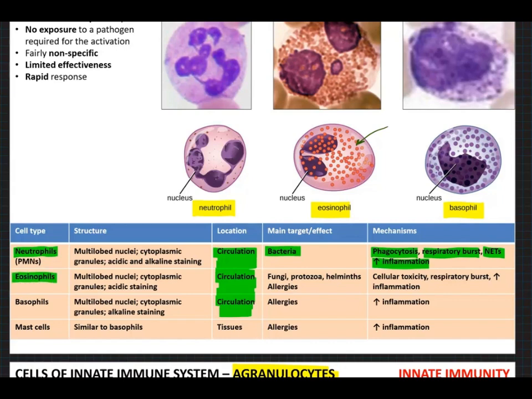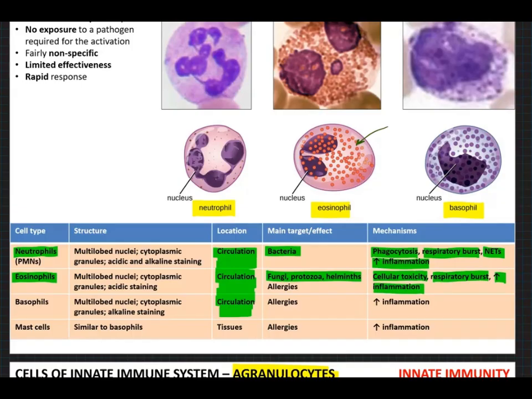Now, eosinophils target, for the most part, eukaryotic pathogens such as fungi or protozoa. Now, you can imagine that due to the size limitations, eosinophils can't really phagocytose, so they have to rely on other ways to get rid of microbes. They also release chemicals that incur cellular toxicity in the pathogens, chemicals of respiratory burst, and they can increase inflammation.